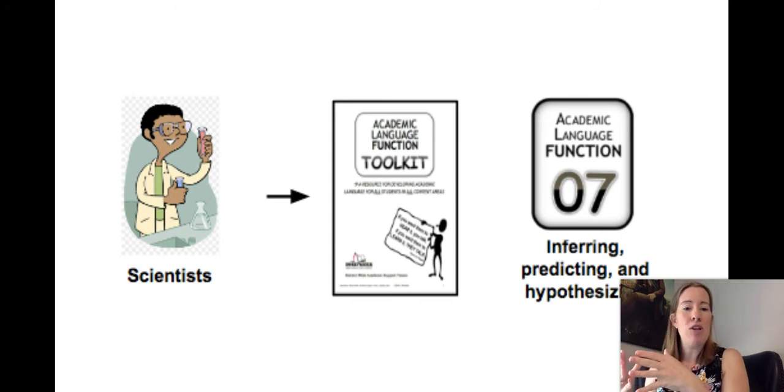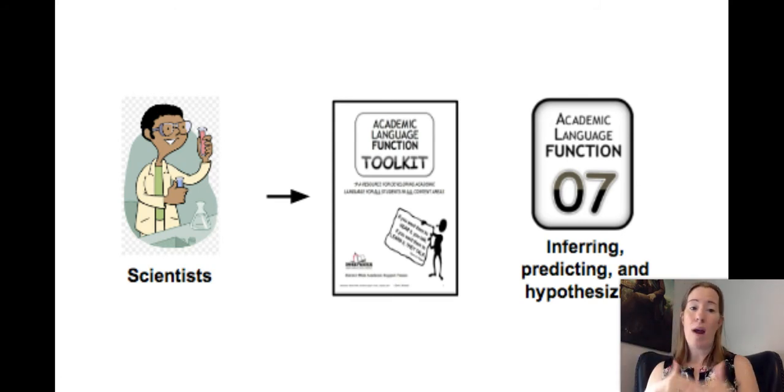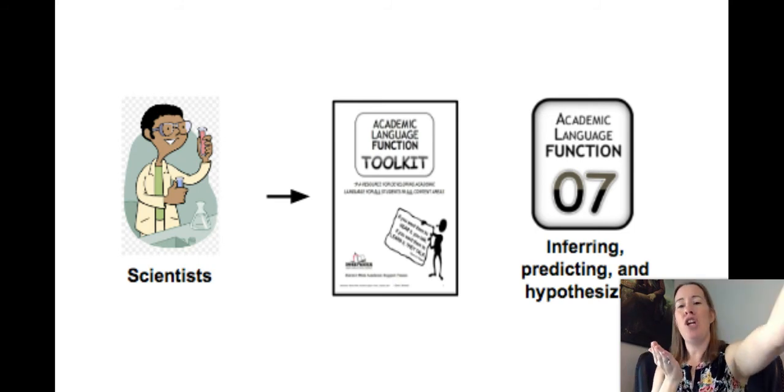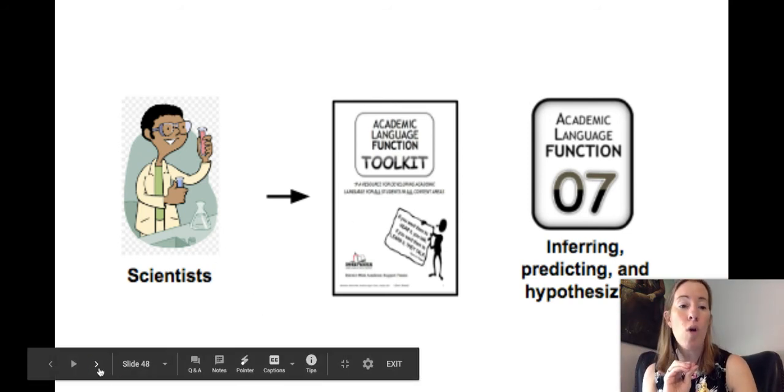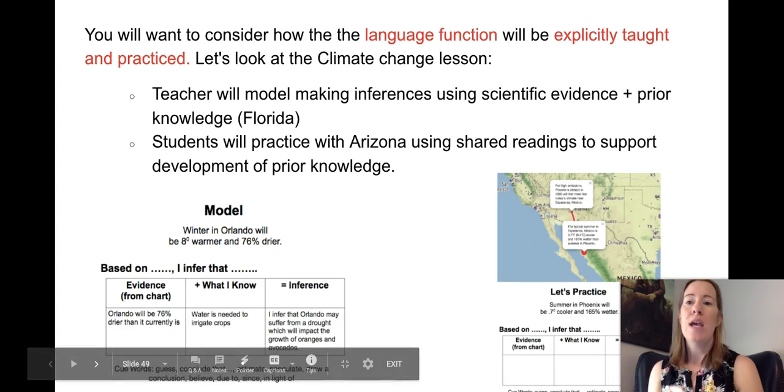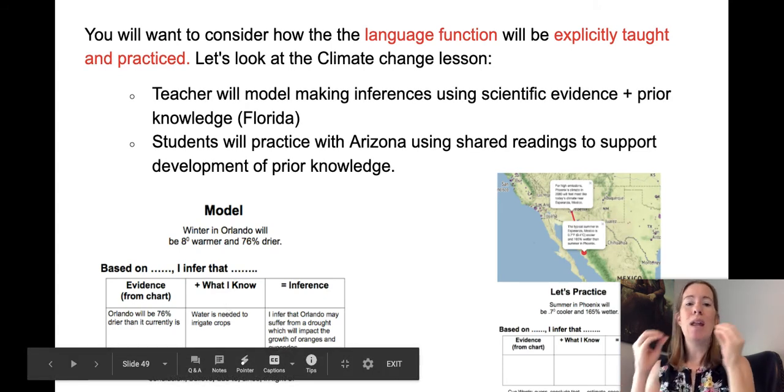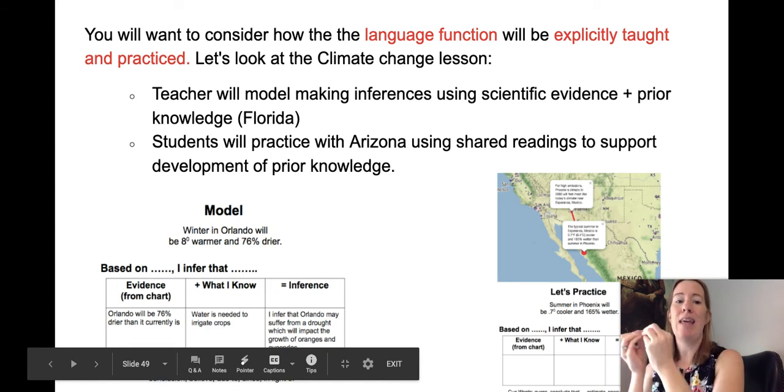If we think about this climate change one, yes, they're doing analysis, right? They're analyzing these predictions and trying to understand them. But if I think about what I really want them to do, I want them to take that and I want them to make predictions about what's going to happen in a certain location and then help them solve it. All right. So we have that inferring, predicting, hypothesizing language function. We're going to use other language functions, but this is the one that we strategically planned for and included supports for. So then once I identify that language function, I want to explicitly teach it and explicitly practice it.